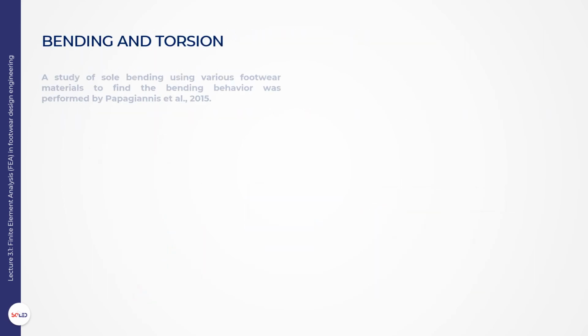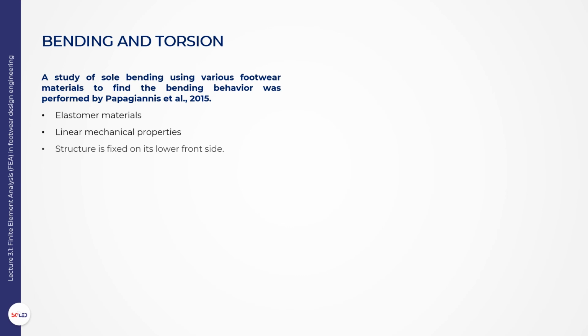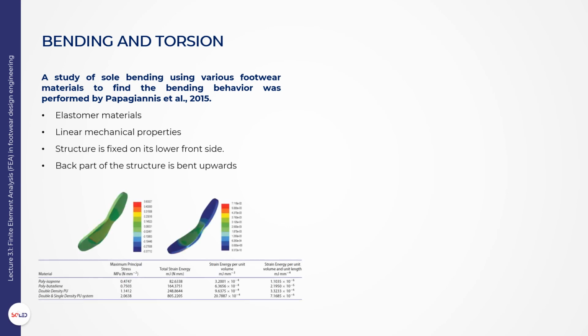Bending and torsion. A study of sole bending using various footwear materials to find the bending behavior was performed by Papagiannis et al. 4 of the most usual footwear sole elastomer materials were selected for the analyses and linear mechanical properties were assumed for each trial. The structure is fixed on its lower front side and the back part of the structure is bent upwards by a max angle of 55 degrees. Calculated values for both maximum principal stress and strain energy are higher for increased Young's modulus of the sole material, indicating a realistic approach to assessing bending deformation characteristics of footwear components.